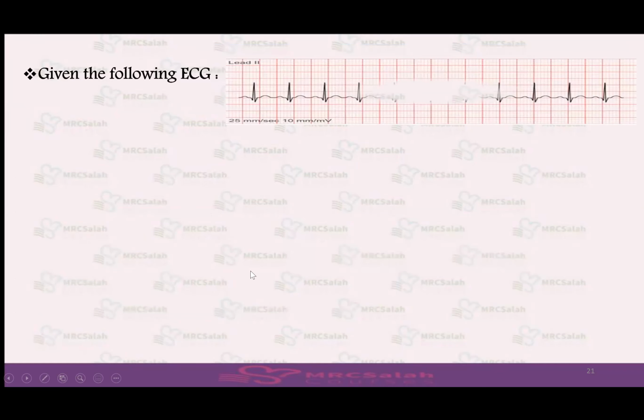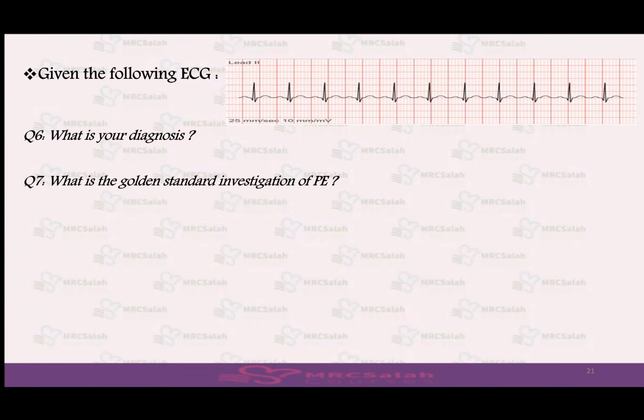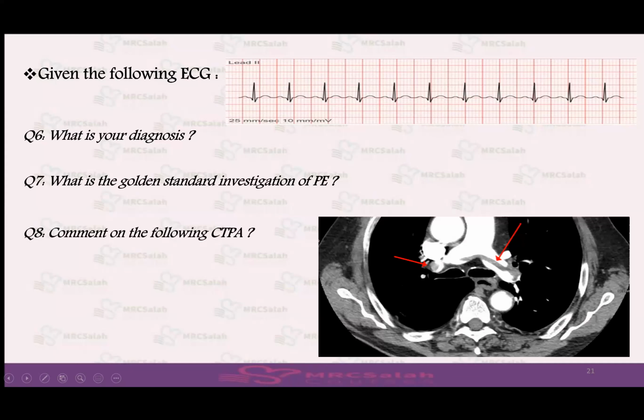Given the following ECG, what is your diagnosis, Dr. Nurhan? Tachycardia. Which type of tachycardia? Sinus tachycardia. Yes, full answer, please. What is the gold standard investigation for pulmonary embolism, Dr. Abdurrahman? CT pulmonary angiography. Dr. Nurhan, could you comment on the following CTPA? There are filling defects in the pulmonary vessels, which may suggest pulmonary embolism, a large one.